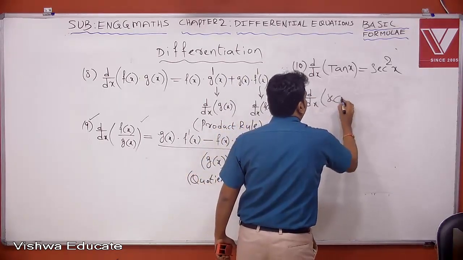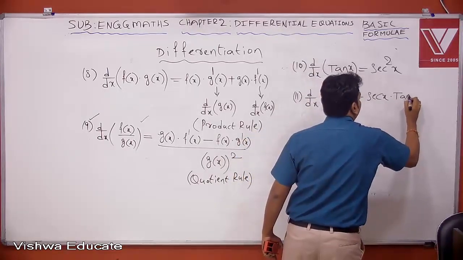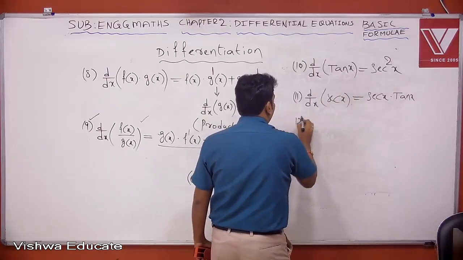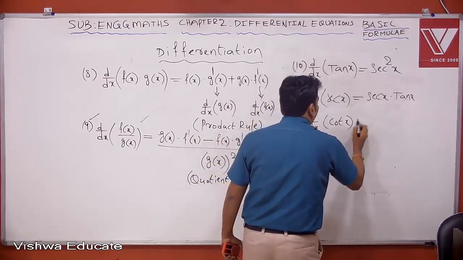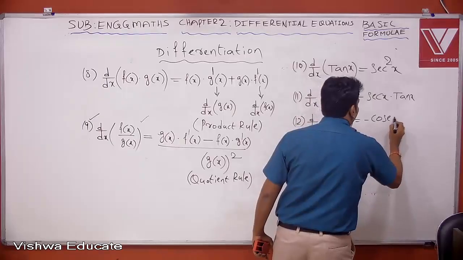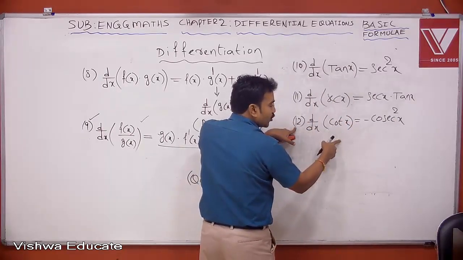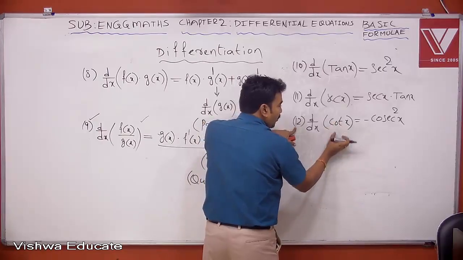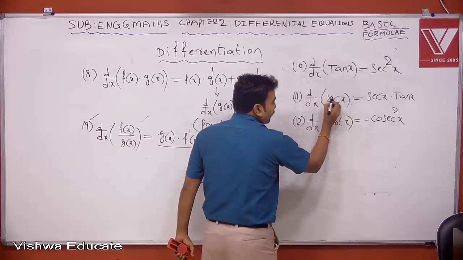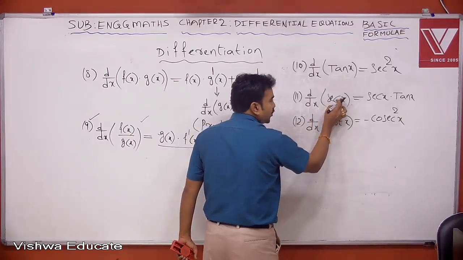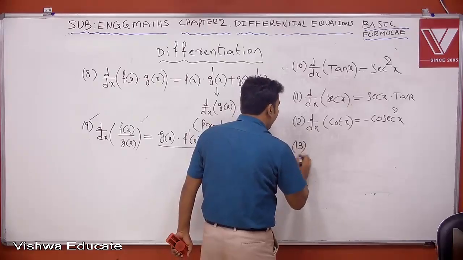d by dx of secant x is secant x times tan x. Next, d by dx of cot x is minus cosecant square x. Here also the same case: d by dx of cos by sin, because cot x is cos by sin. Now we can apply formula number 9. Derivative of secant x: secant you can write as 1 by cos. Then apply the quotient rule.